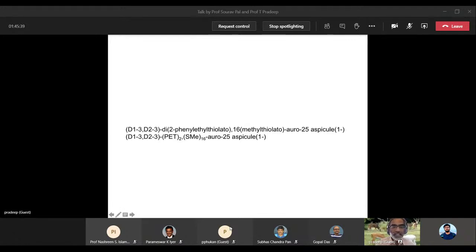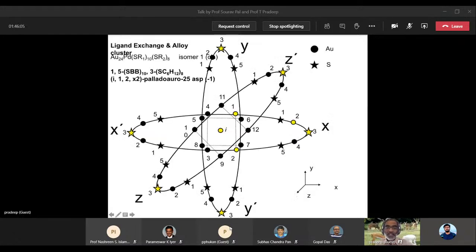This is 2-phenylethyl thiolato. There are 2 of them, and 16 of methyl thiolato, gold 25. If specific locations are substituted with this, specific others are substituted with this, you have a nomenclature like this. You can simplify this nomenclature, and you can put a charge, etc. This nomenclature can be drawn on the board to say which of these atoms are breaking, which of these atoms are coming in, or which of these chemical bonds are broken, etc.